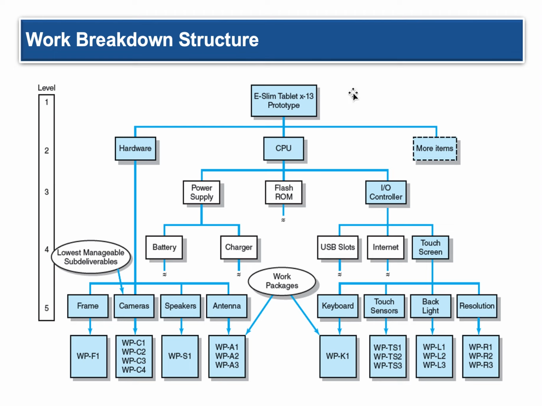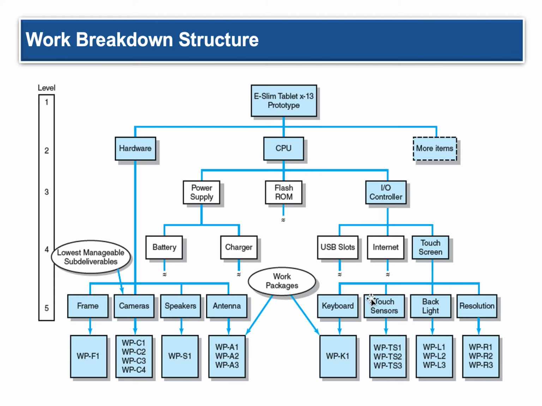So this tablet that we need to produce, we need a prototype. It's got hardware, it's got a CPU, which can include software or, well, CPU, wouldn't that be the functional stuff, the operations of it, and then more items, maybe software or whatever. The hardware, you need a frame, you need cameras, you need speakers, you need antenna, okay? Then you need all these components to make a frame, cameras, speakers, and antenna. Power supply, you need a battery, and then a charger. Flash ROM, you need this component.